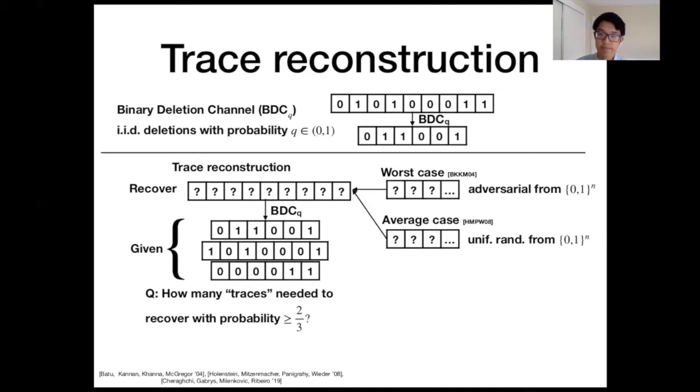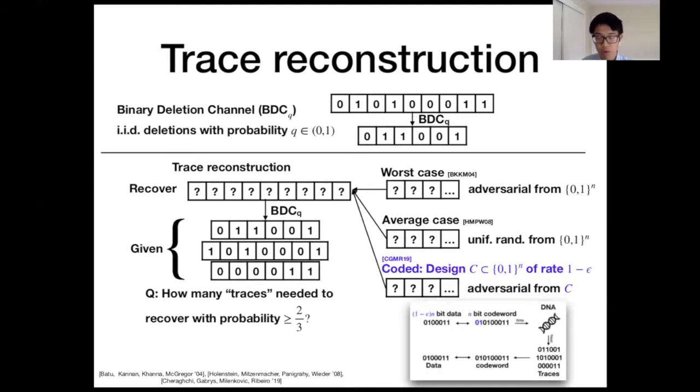In this talk, we'll be concerned with coded trace reconstruction, where you get to design a code of rate 1 minus epsilon such that you can do trace reconstruction when the unknown string is from your code. And notice this corresponds exactly to that picture we showed where you're encoding the code words into DNA and then you're getting traces of the code words and need to recover the code word from the traces.